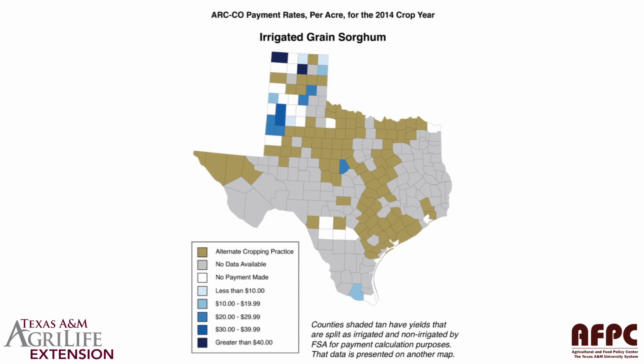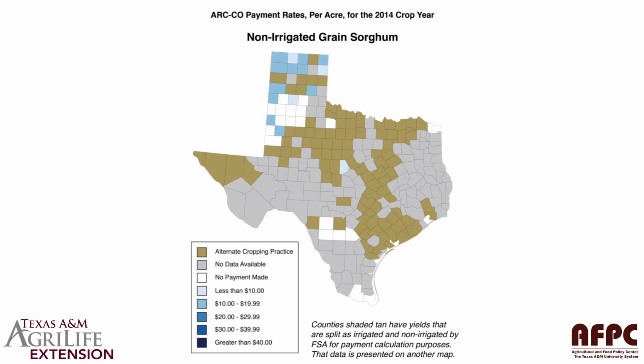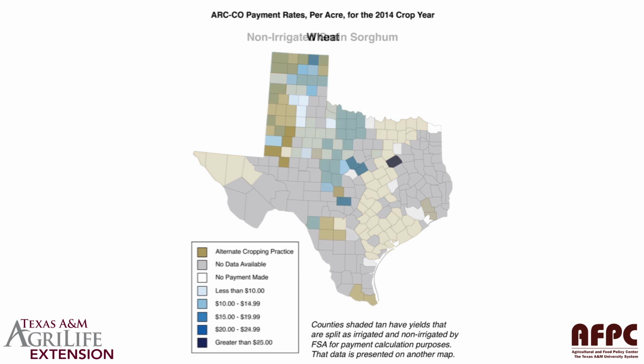Irrigated grain sorghum is primarily up in the Panhandle and in the Lower Valley. Again, the payments with irrigated yields are going to be a little higher, so the payments were just slightly higher. Non-irrigated grain sorghum is going to be somewhere between $10 and $20 when they're made. Looking at wheat, the payments across the state, for the most part, are going to be in the $10 to $15 range, even less in some parts of the state. Although there is one that was significantly higher closer to East Texas, as you can see on the map.